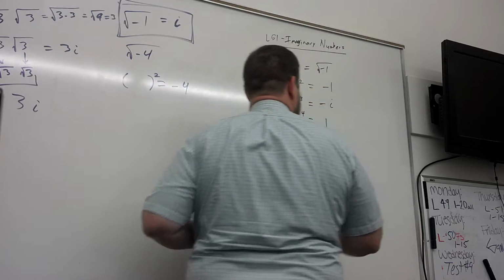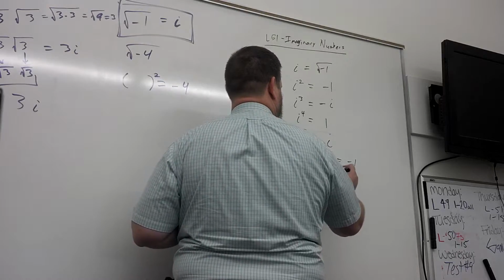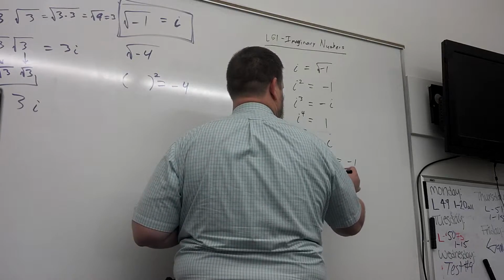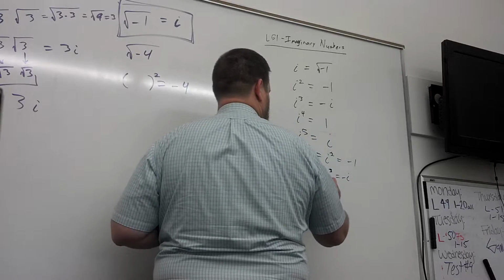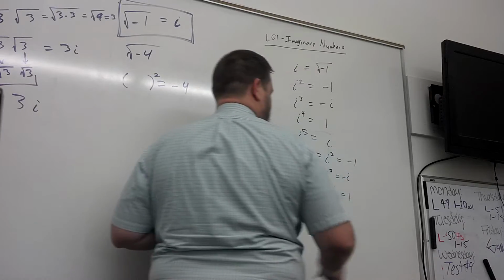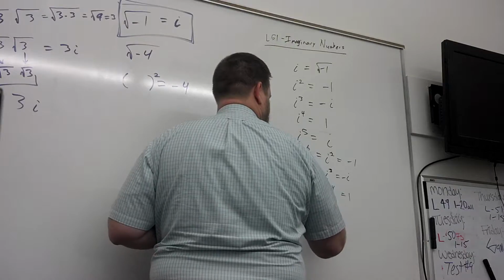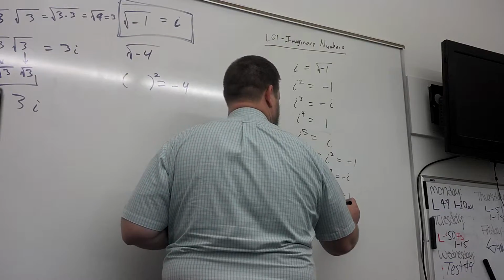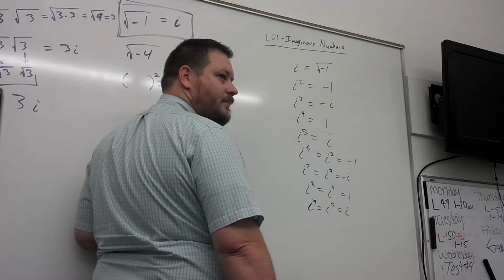So i to the 7th power is the same as i to the 7 minus 4, so that'd be i cubed, which is negative i. Then i to the 8th power is the same as i to the 4th power, which is just 1. i to the 9th power is the same as i to the 5th power, which is the same as i to the 1st power.